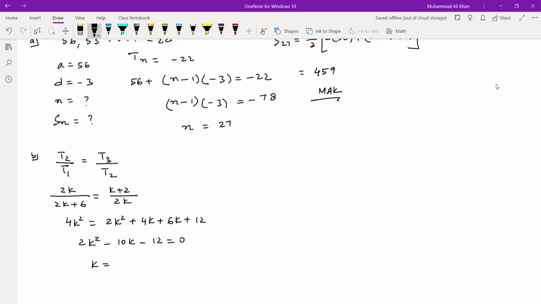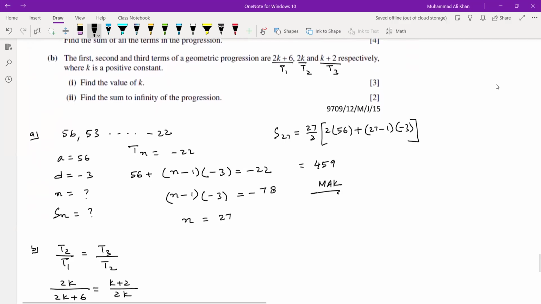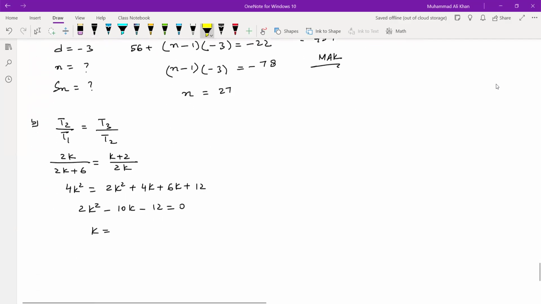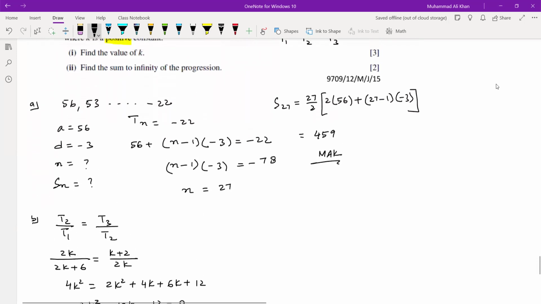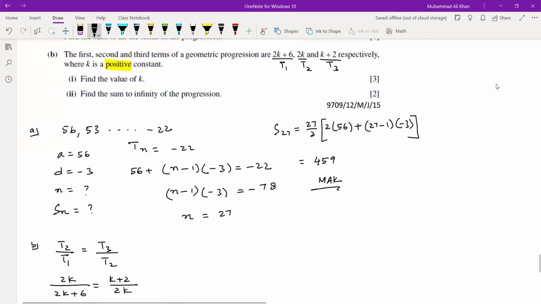What are the values of k? Where k is a positive constant, so the value of k is 6. And after that, find out the sum up to infinity.